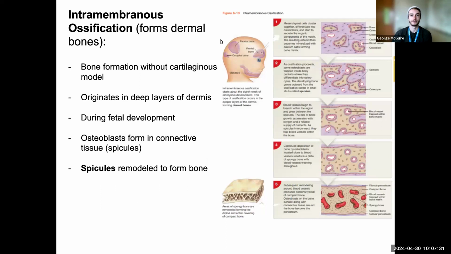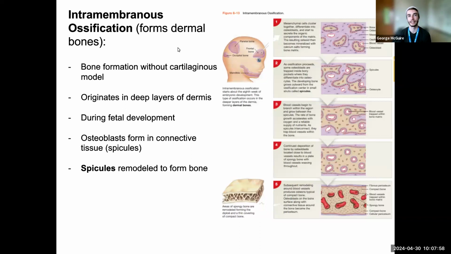And now on to our second type of ossification, so how we make our dermal or our flat bones. So intramembranous. So instead of being endochondral, so within cartilage, intramembranous is between our membranes or inside the membranes. And so this is going to be forming most of our flat bones. And this comes from the dermis.